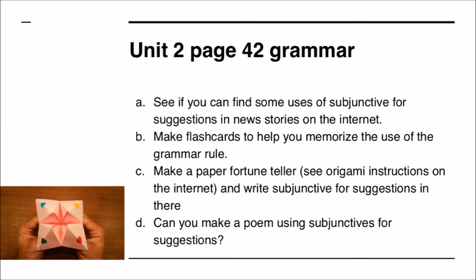So let's turn to page number 42 now for the grammar. There's a lot of detail here. It's about subjunctive for suggestions. Subjunctive is the simple or base form of a verb, a little bit like an infinitive. For example, go or try. You can use the subjunctive to talk about events that you want to happen or hope will happen. You also use it to make a strong suggestion about something that you think should happen.